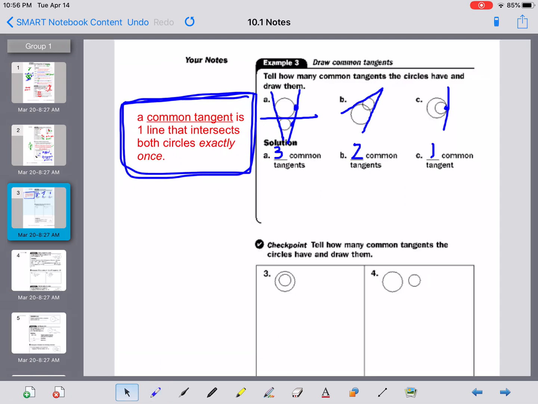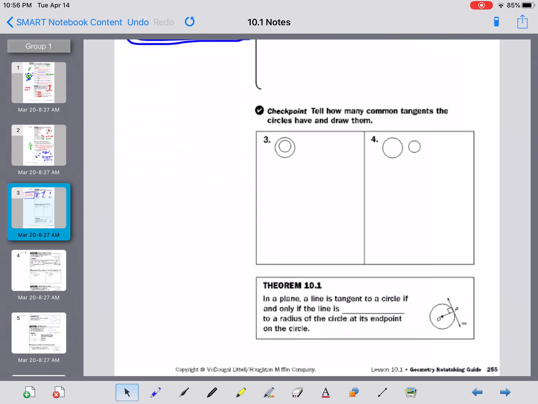You'll notice for 3 and 4 down here, they just keep going, and I get 2 more scenarios. On 3, I have 2 circles. One is inside of the other. I cannot touch that inside circle without touching the outside circle at least twice. So because of that, I have 0 common tangents.